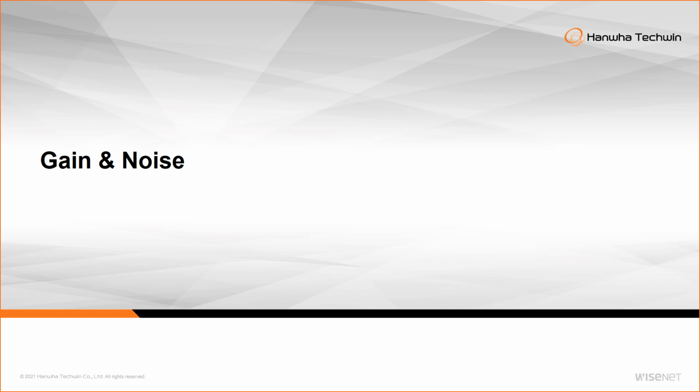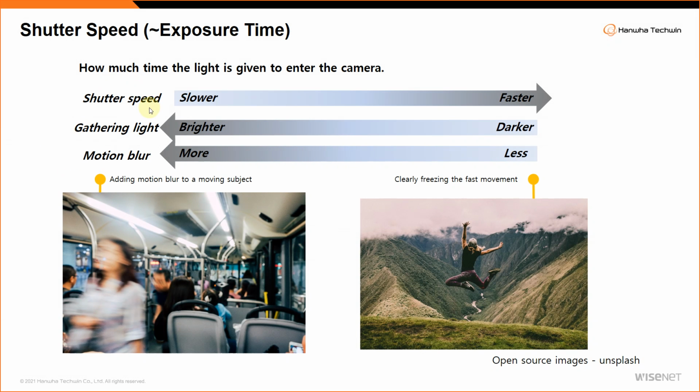Okay, so what's the concept of this shutter speed? Here's a description: how much time the light is given to enter the camera, right? The camera opens its eye, allows the light to enter, and captures the picture, just like us. But how much time you give for the light to enter, that is referred to as your shutter speed.